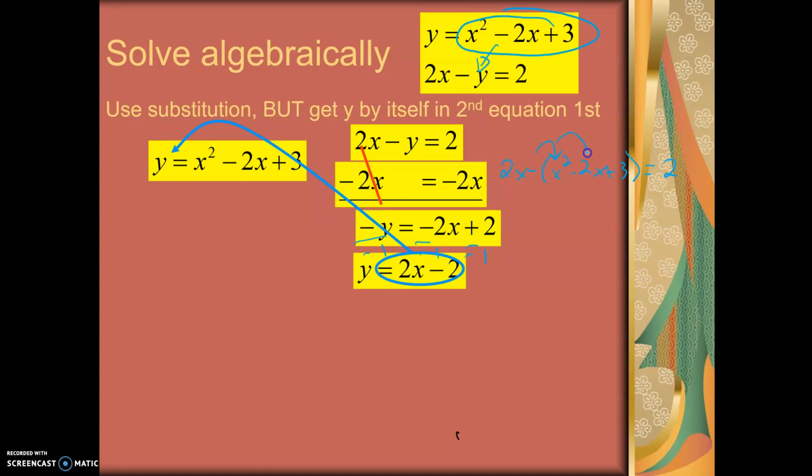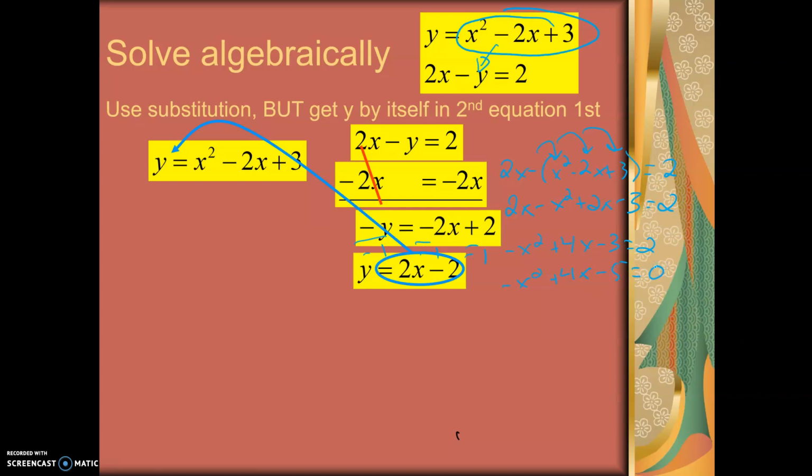And then when you distribute that negative, you end up with 2x minus x squared plus 2x minus 3 equals 2. Combine your like terms, and you have negative x squared plus 4x minus 3 is equal to 2. Move the 2, that's negative x squared plus 4x minus 5 equals 0.